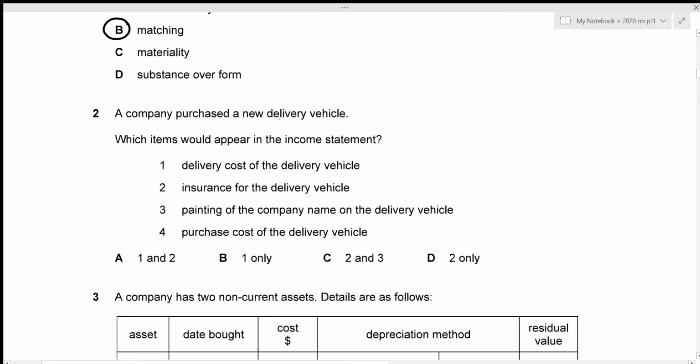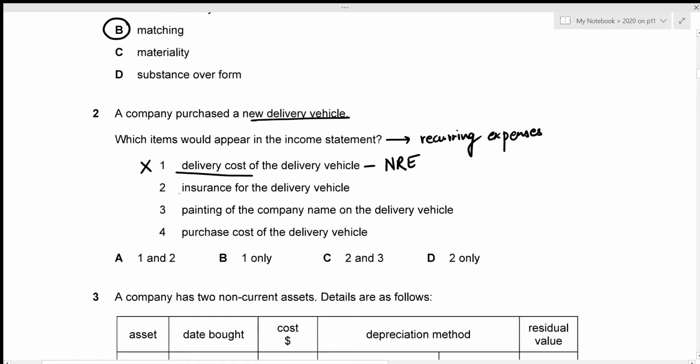A company purchased a new delivery vehicle. Which items would appear in the income statement? Whenever we're talking about the income statement, only recurring expenses will be recorded there, and recurring expenses are those expenses which will occur time and again, right? So the very first one is the delivery cost of the vehicle. This is not something that will occur time and again, because once the delivery vehicle has been delivered, it does not have to be delivered again, right? So this is a non-recurring expense, and it should not be included in our income statement.